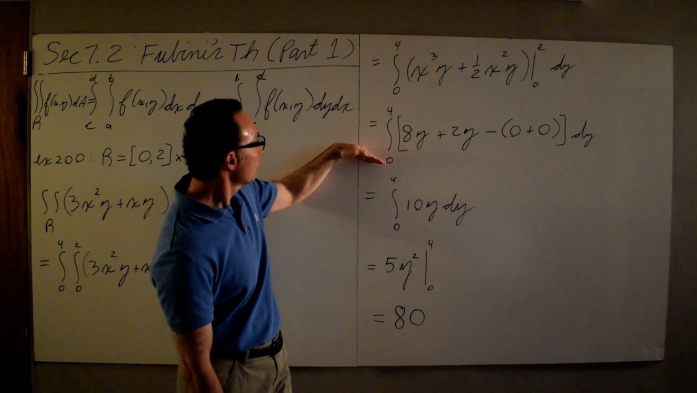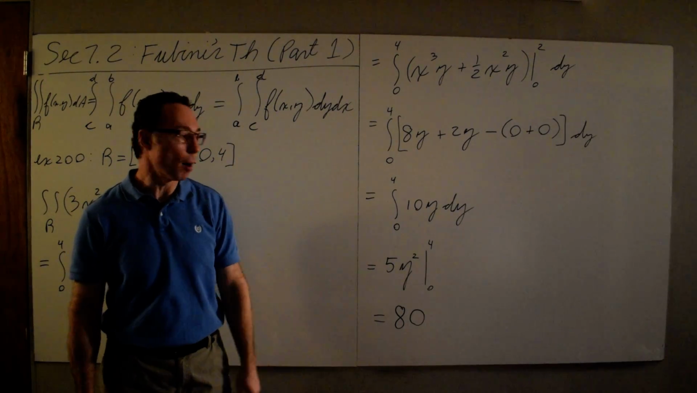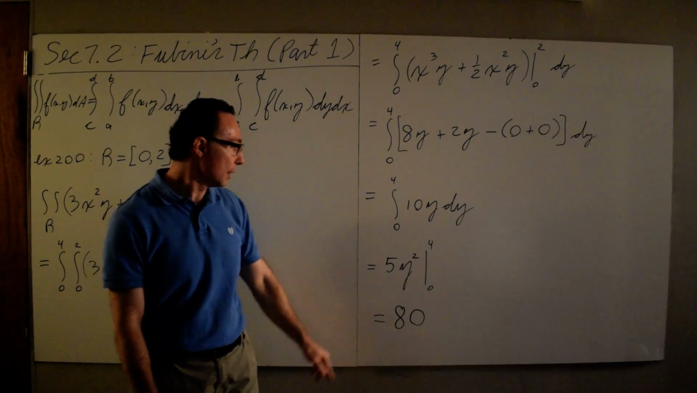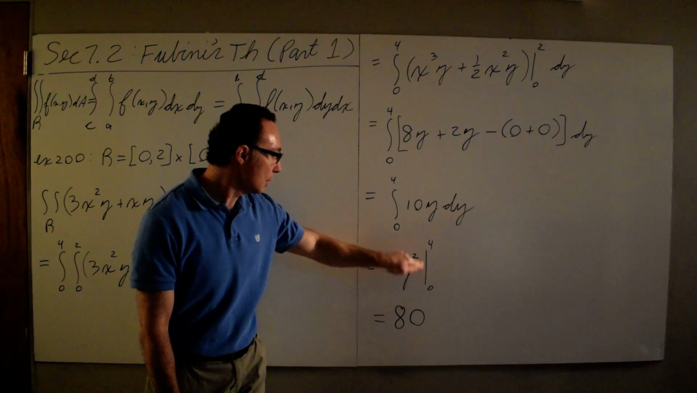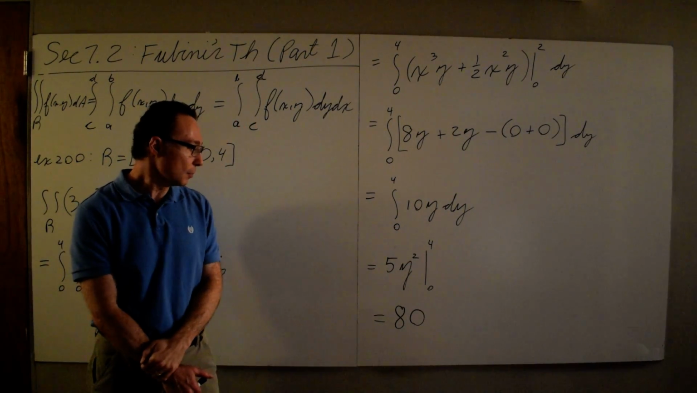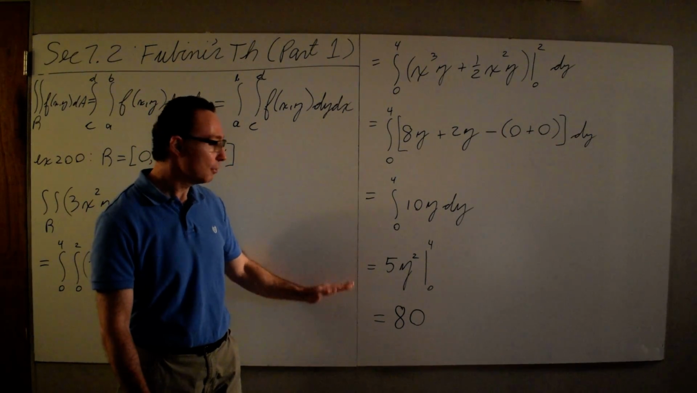So now we integrate from 0 to 4 of 10y dy. This is simply a Calc 1 problem. Find an antiderivative, 5y squared, with limits of integration 0 to 4. Substitute 4, substitute 0, subtract, and we have 80.